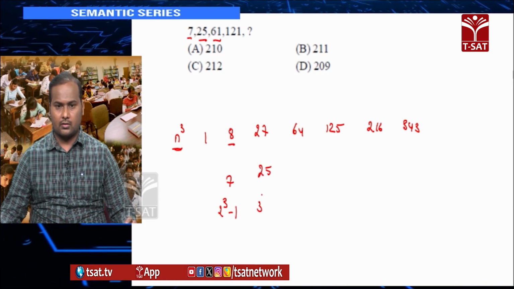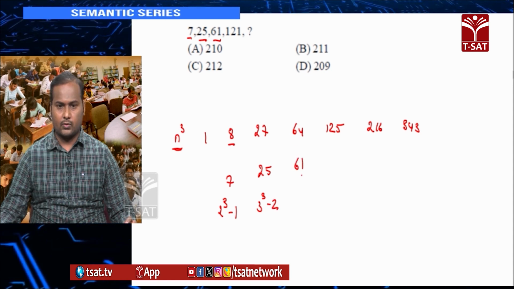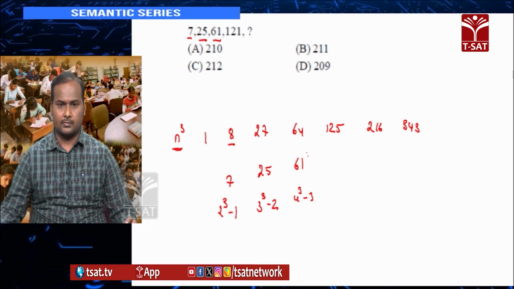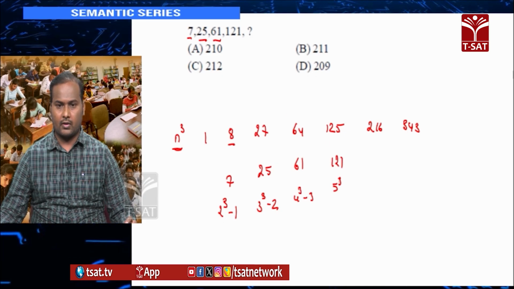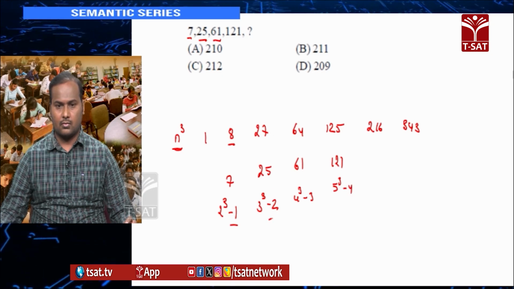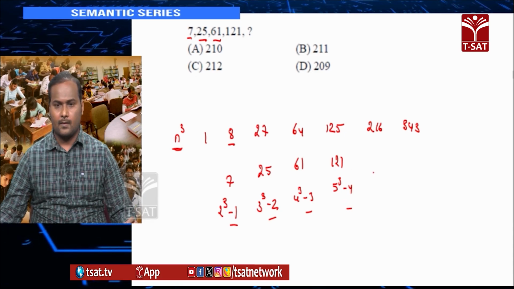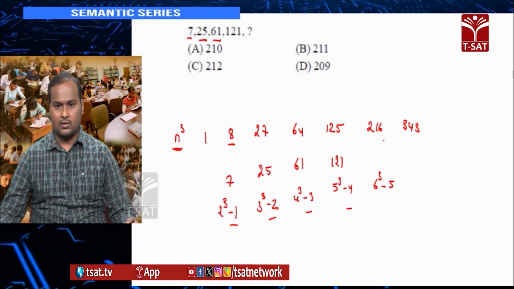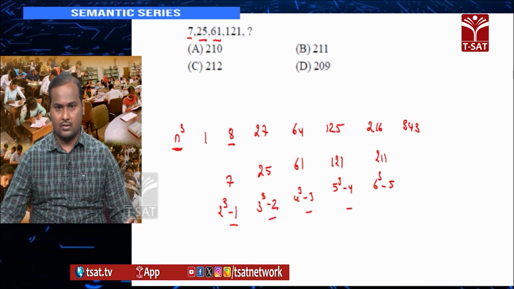It is 3 cube minus 2. Then it is 61. How can I write 61? It is 4 cube minus 3. Then we have 121, which is 5 cube minus 4. You can clearly see this. It is minus 1, minus 2, minus 3 and minus 4. So, now obviously what is the answer? The next one will be 6 cube minus 5, that is 216 minus 5. Your answer is 211.